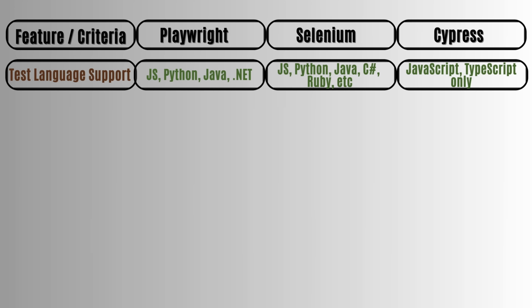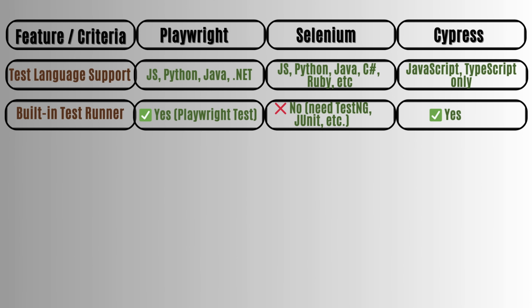The second feature is the built-in test runner. Yes, Playwright has its own built-in test runner. Selenium does not have its own; for that, you have to download other tools. While Cypress has its own built-in test runner.